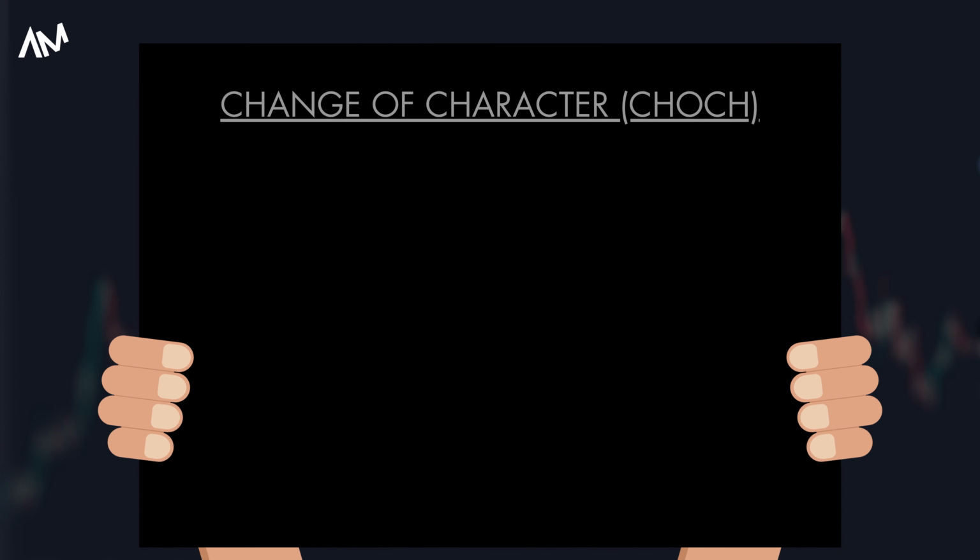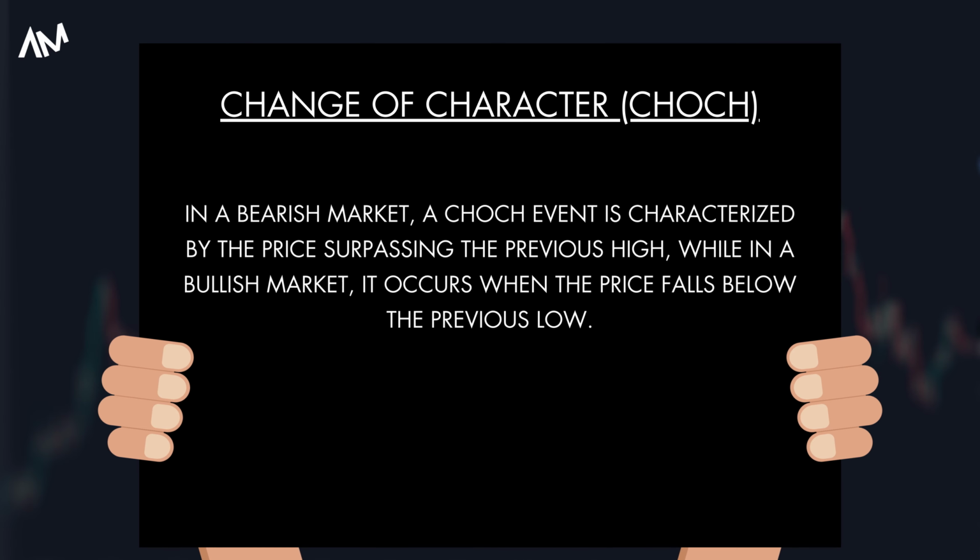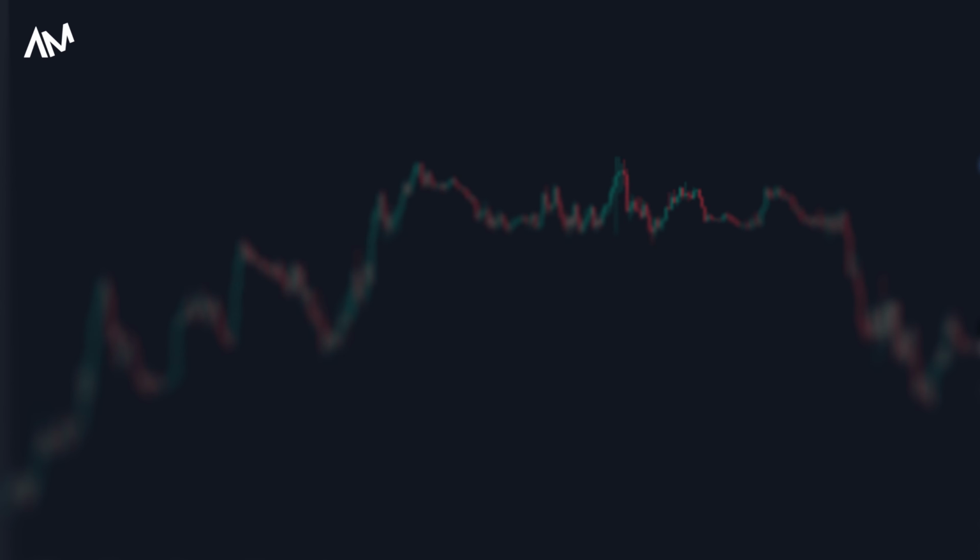Moving on to the next principle, we have the change of character, or CHOCH. This occurs in a bearish scenario when the price breaks the previous high, and in a bullish scenario when the price breaks the previous low. Essentially, CHOCH refers to the fact that the market has changed through time. Identifying this change is crucial for traders to make the most out of their trading opportunities.